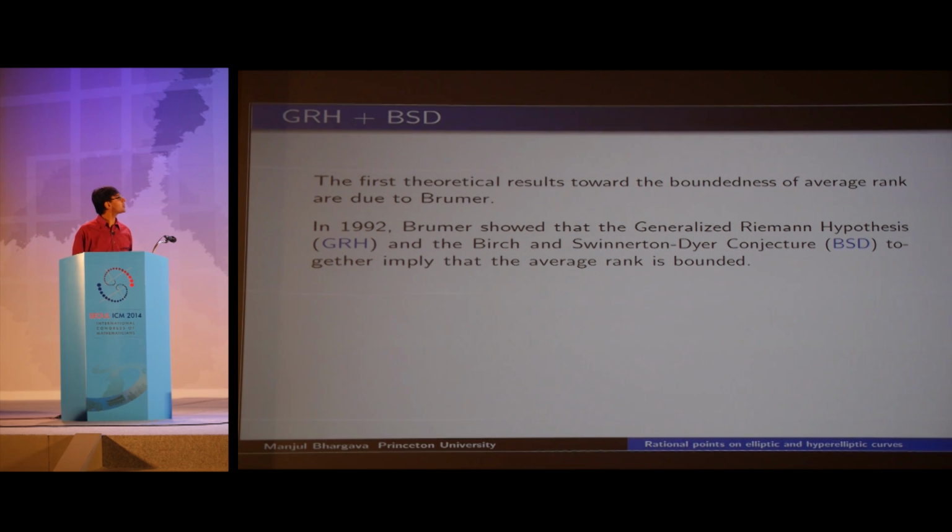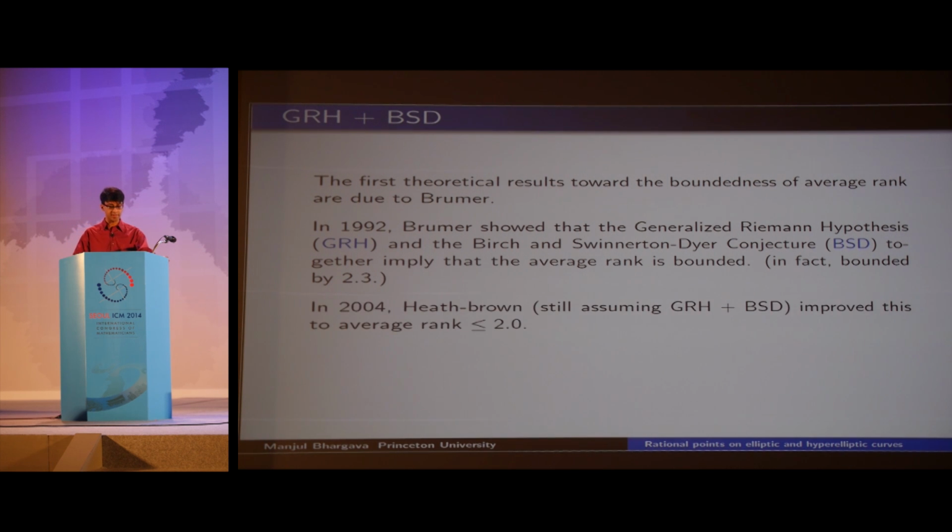But this was a major breakthrough because people do believe the generalized Riemann hypothesis and the Birch-Swinnerton-Dyer conjecture. And so if you believe those two conjectures, then you should believe that the average rank is bounded. And in fact, Brumer shows that the average rank is bounded by 2.3. So he even got a fairly small bound on the average rank using these two conjectures.